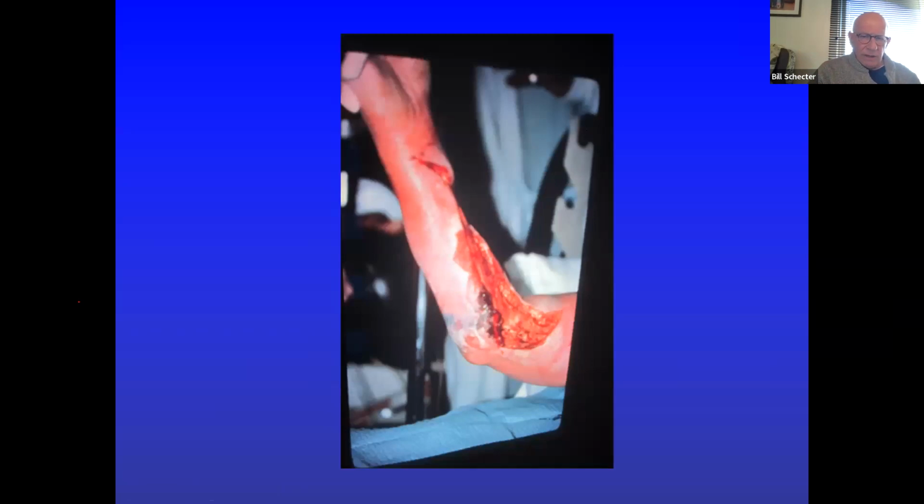So, okay, we went to the operating room, and we made this big incision to drain it. And here we are the next day. Now you can see you've got dead skin. She's on all the antibiotics known to man now. You can see we made a big incision, but it still didn't solve the problem.